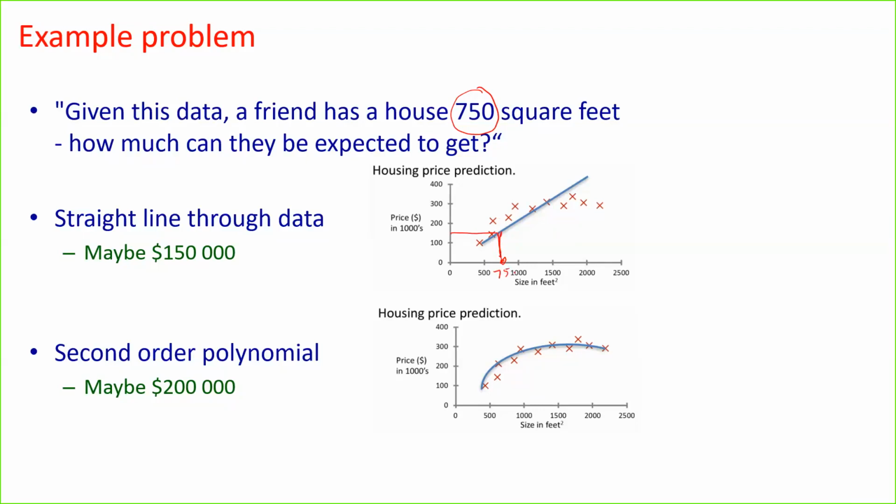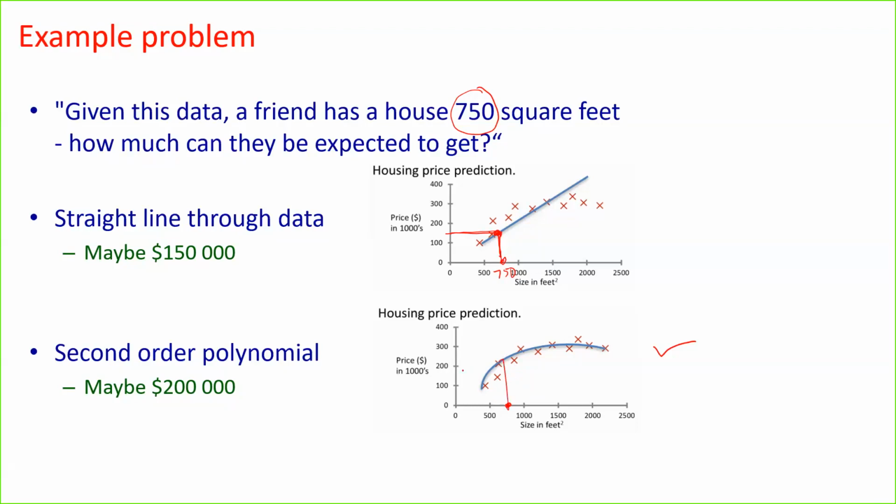So 750 will be somewhere here. According to this line, prediction would be somewhere here, which is $150,000. So if I try to model this as some curve, a second order polynomial curve, as you see in this figure, it means the underlying pattern is captured through some curve, second order or third order polynomial. In this case it is a second order polynomial. For 750 square feet, how much can they be expected to get according to this underlying model, or the model that it is trying to fit for the data?